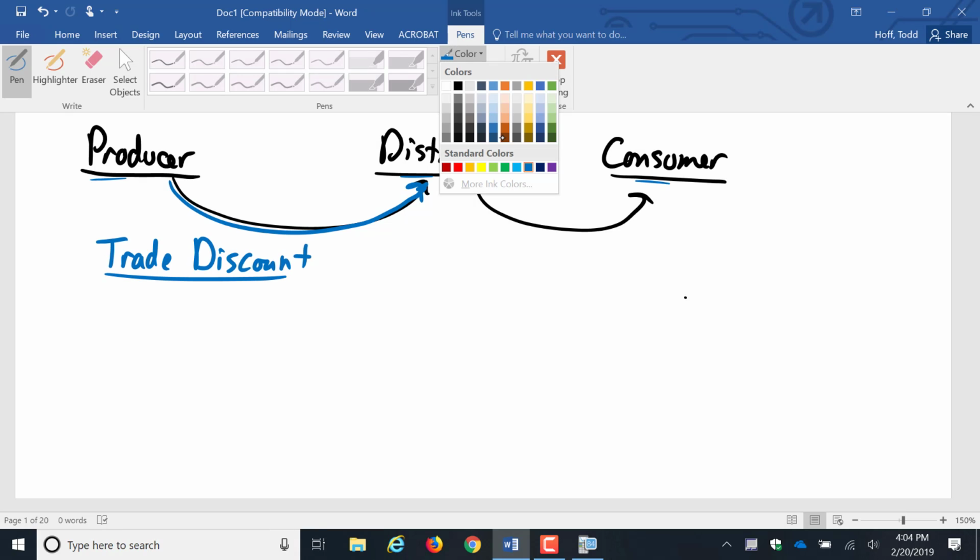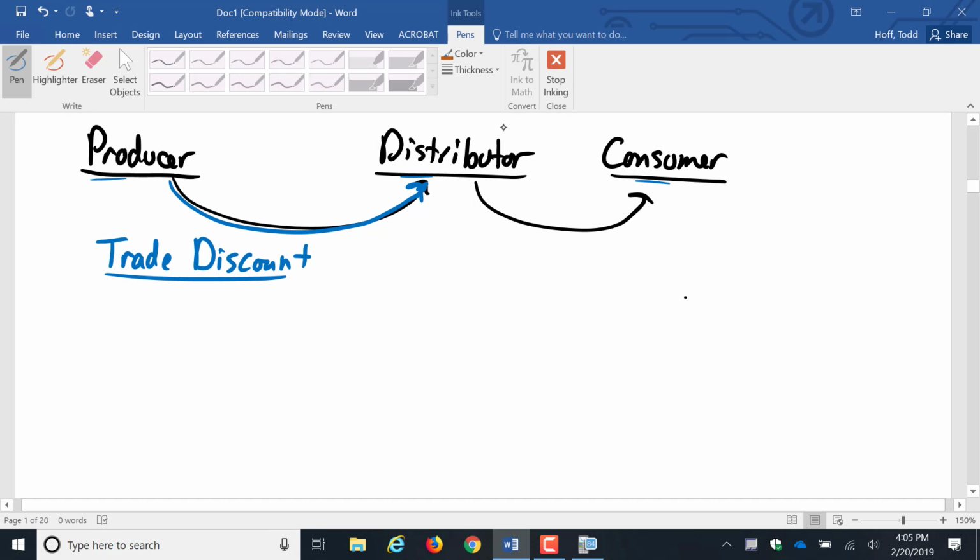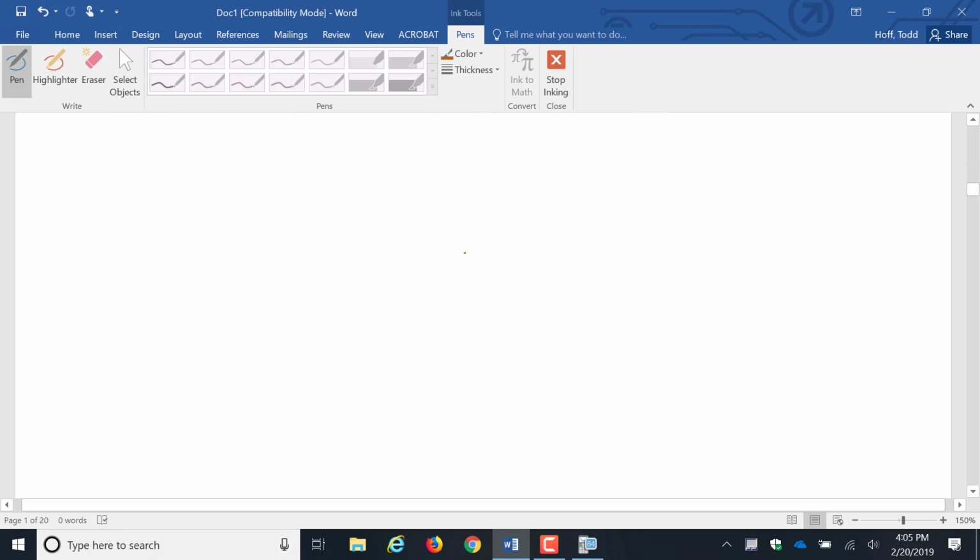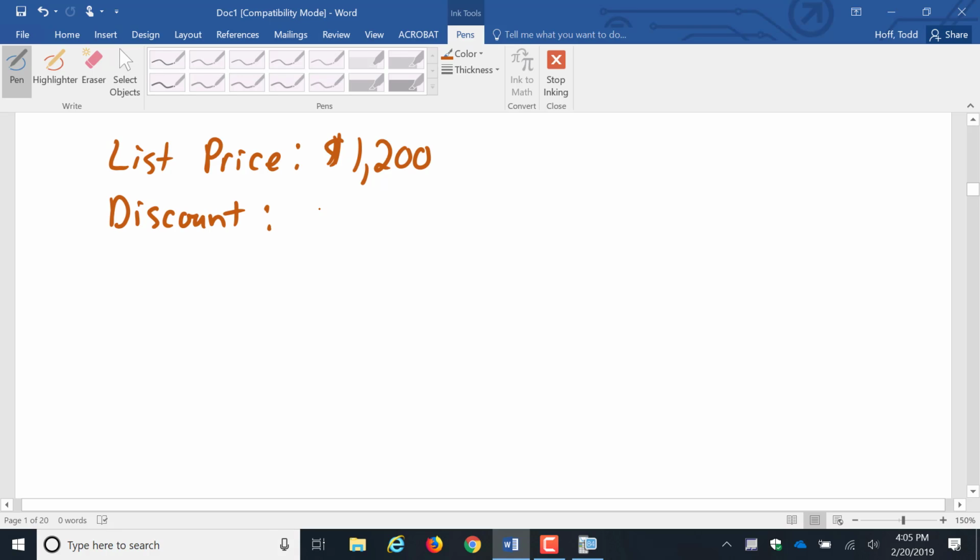Now, before we talk about trade discount, let's talk about discounts in general. Let's say that we have items that have a list price. Now, the list price is just the price that's posted out there for everybody. It's the full price, basically, of the merchandise. So we have a list price of $1,200. And it goes on sale, so it has a discount of, let's do 15%.